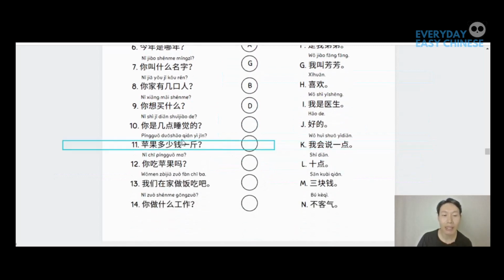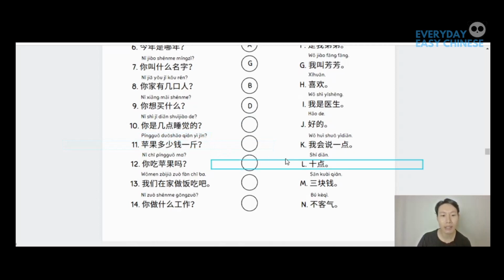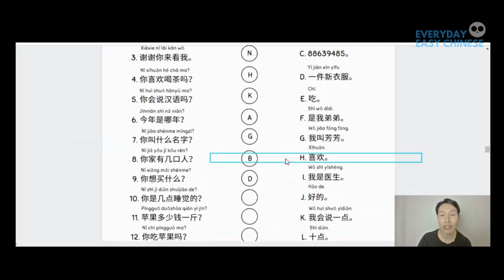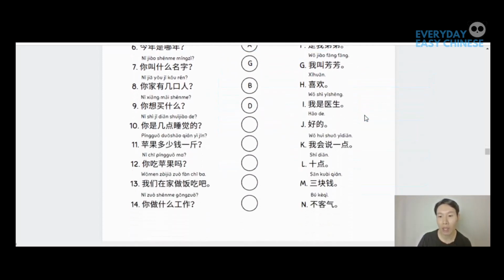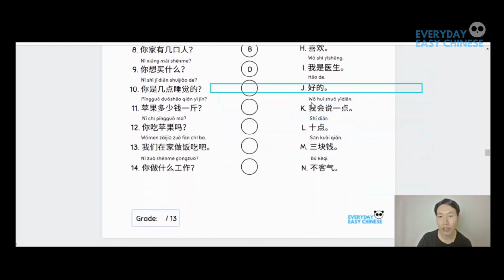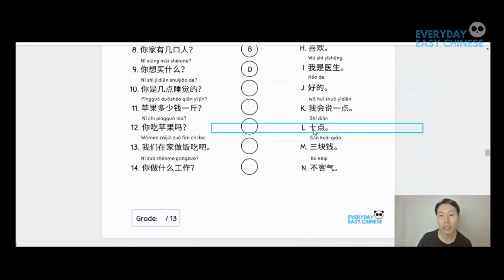The next one, 你是几点睡觉的? What time do you sleep? So let's try and find 点 in the answers. Okay, so we have these two, which is 我会说一点 and 10点. Obviously, we're looking for a time, so 10点 means 10 o'clock. So this is L.